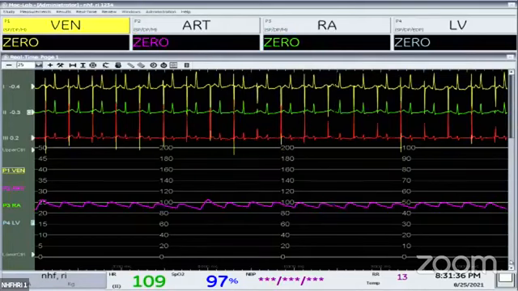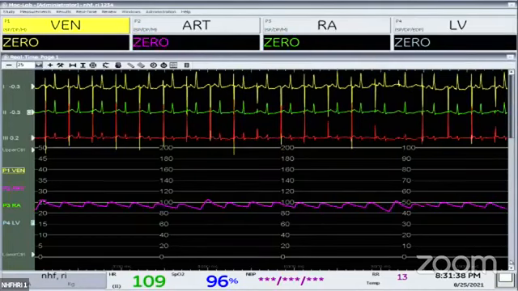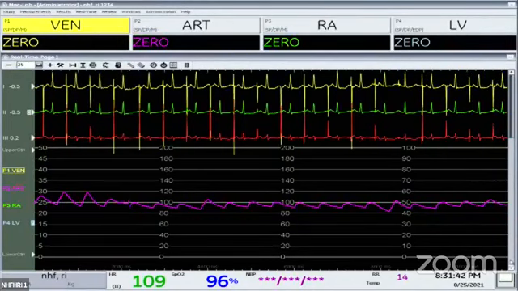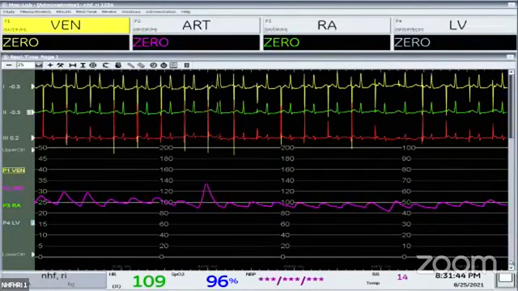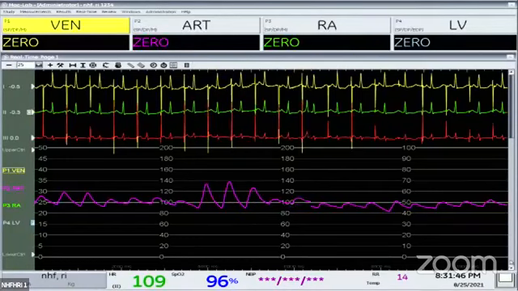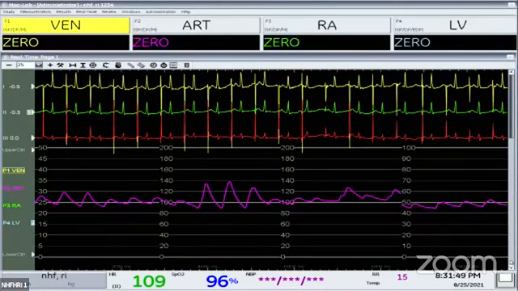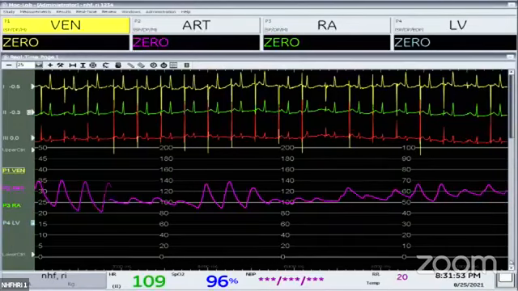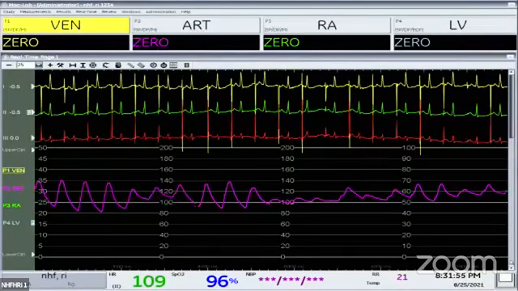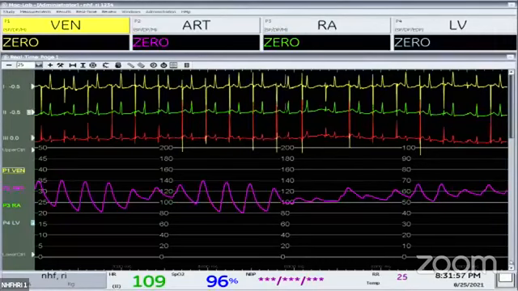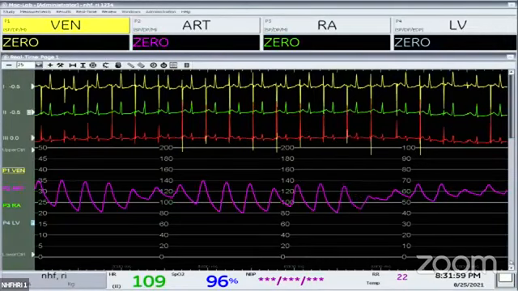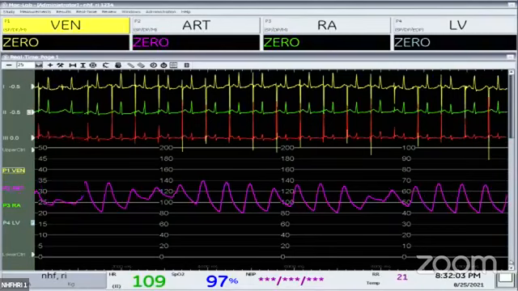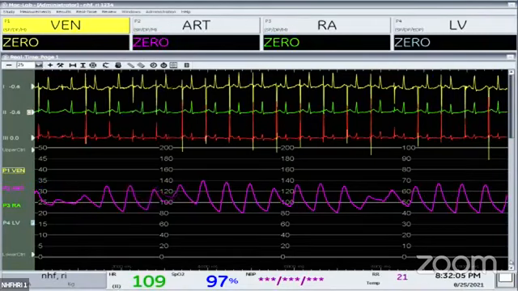So lead position is good. Threshold 0.7, impedance 800. So both are good. So I am removing the sheath now. I'll give the stitch on the lead to fix it with the underlying muscle.